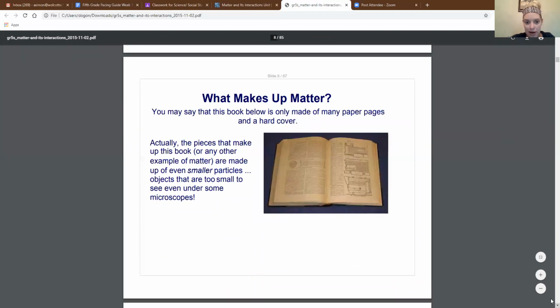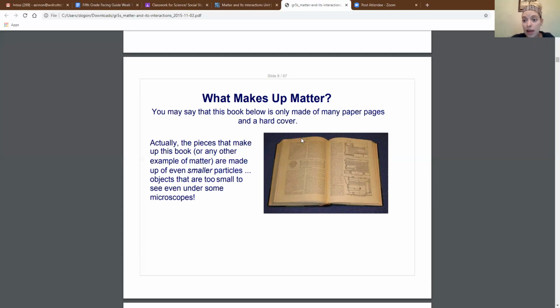So what makes up matter? Okay, if we look at this picture here, we see a book. If we describe a book, all right, it's made of paper, it's made of pages, it has a cover, it has a back cover, okay? But those pieces are even smaller than just those pages and everything. They're made of even smaller things that we call particles, and they're too small to see even under microscopes, okay? So even though we have paper and pages and a cover, there are all these little particles stuck together that are making up this book as well.